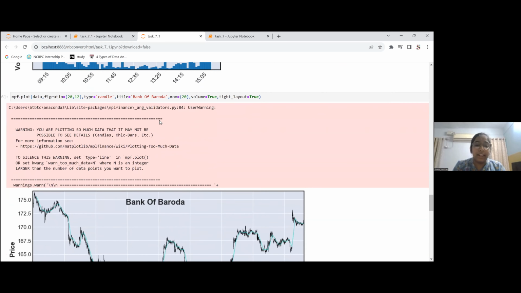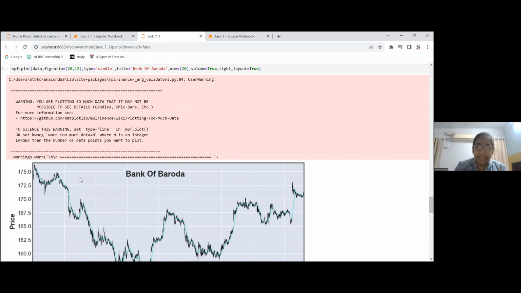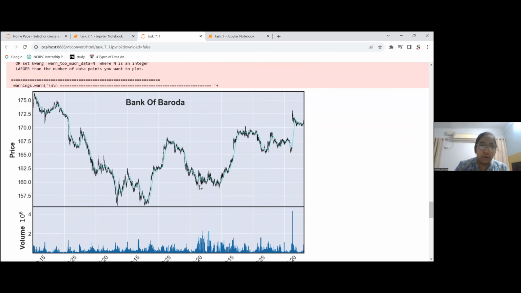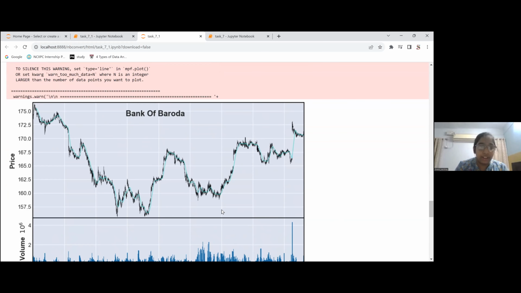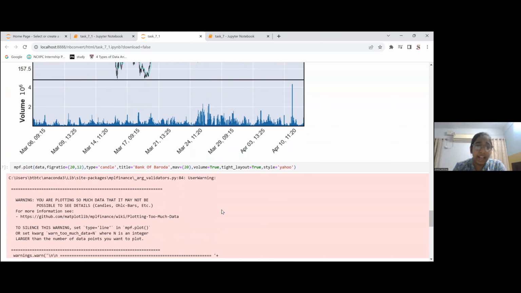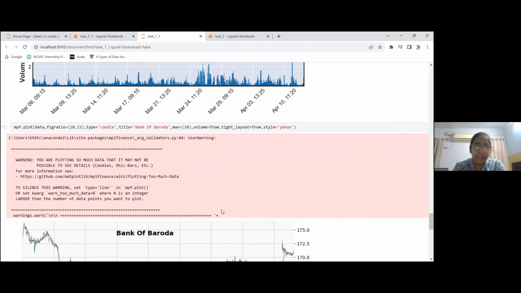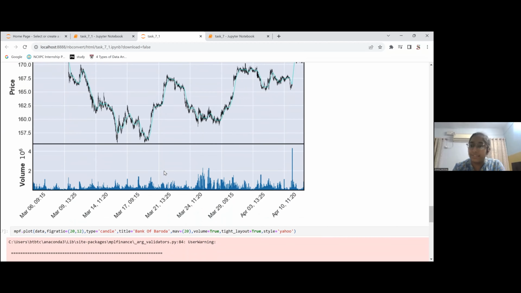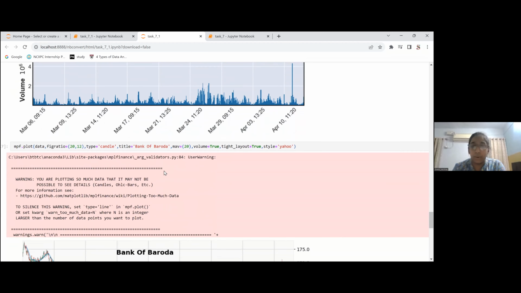Then I have plotted the complete data with a tight layout. One can see that the line graph and the candlestick type are both linked together, along with the volume of the complete data. Then I have plotted the same graph, the above graph, using a different color scheme, which is known as the Yahoo color scheme.